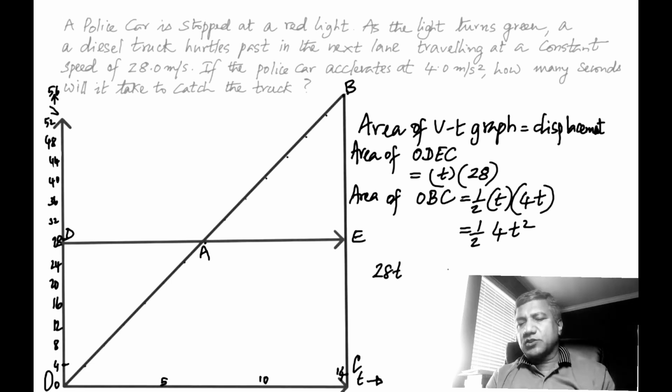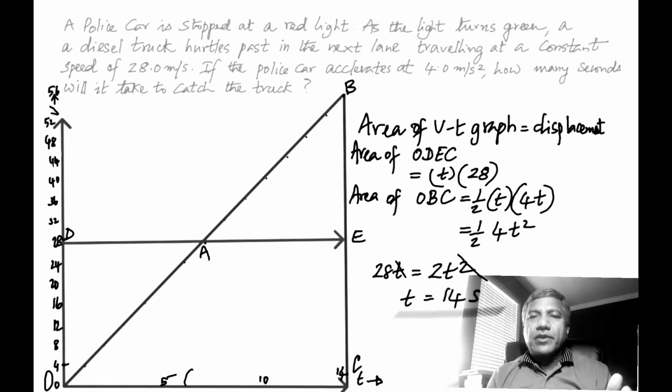And now set these two equal to each other. 28t is equal to 2t squared, because 4t squared, 4 by 2 is 2. And that gives us t = 14 seconds. So the police car takes 14 seconds to catch up with the diesel truck. I hope you understood how this problem has been worked out.